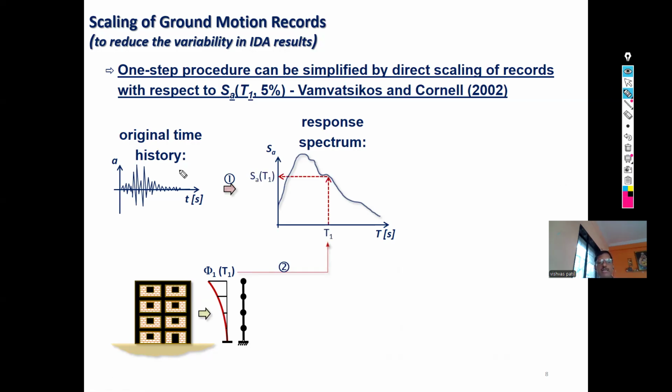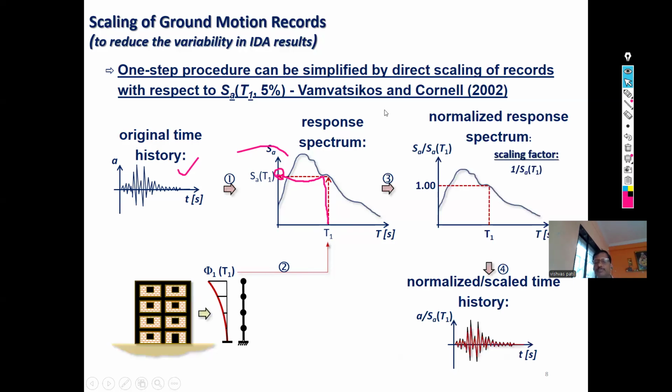Here I can explain in a better way. So this is the selected ground motion, and this is its response spectrum. And the building is there. Its time period is known. Whatever the time period, say 2 seconds is the time period, then read the SAT1 value. After reading this SAT1 value, the scale factor will easily be equal to 1 divided by SAT1.